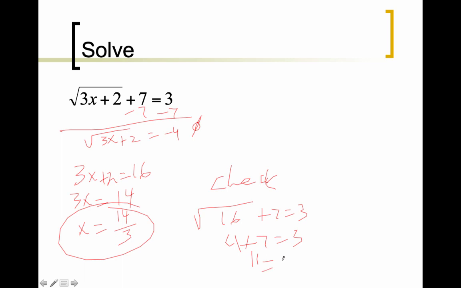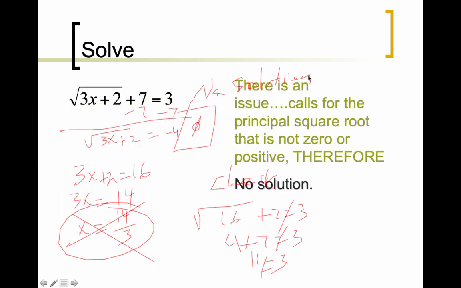Is 11 equal to 3? It is not, and therefore this is no good. Since there's no answer, it's no solution. No solution. That's going to be very important. There is an issue. It calls for the principal square root that is not 0 or positive, therefore no solution.